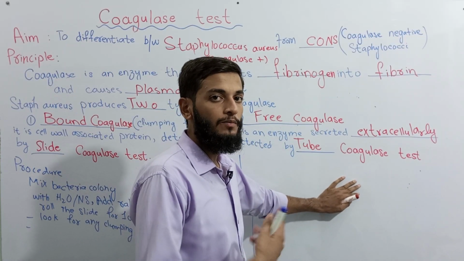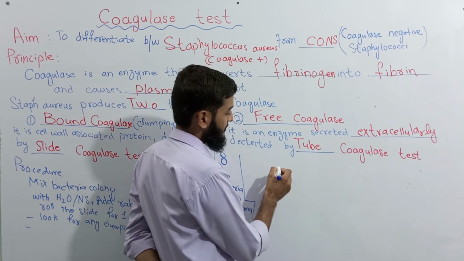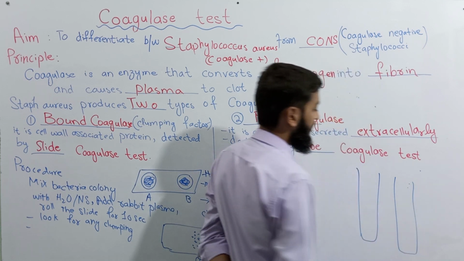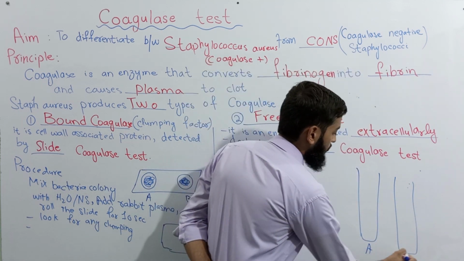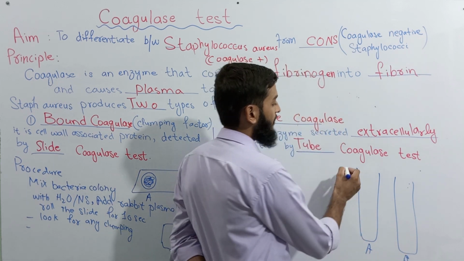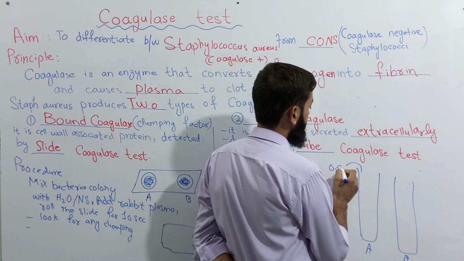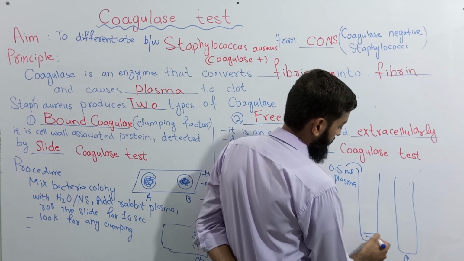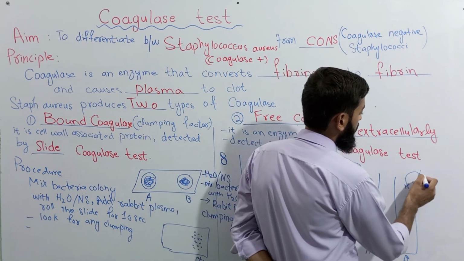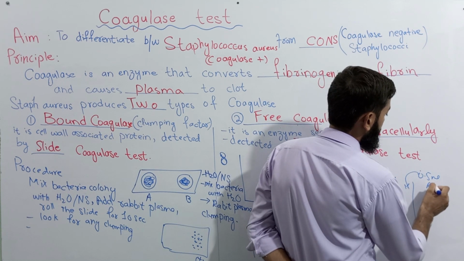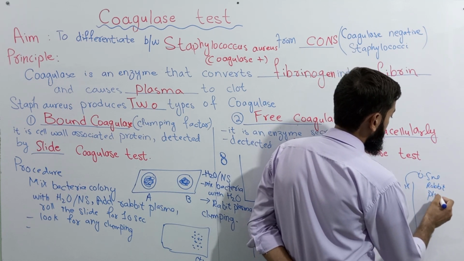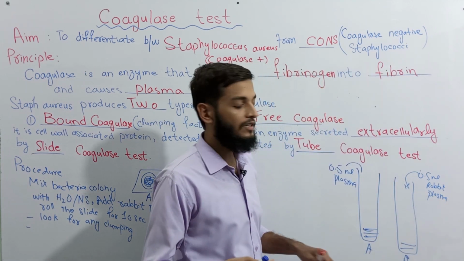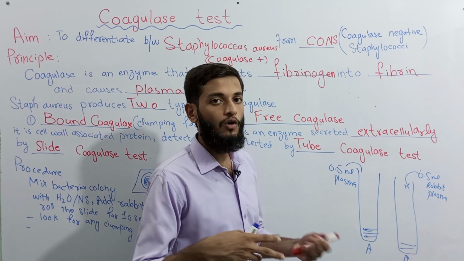In the tube coagulase test, we'll take two test tubes, and in these two test tubes we will add 0.5 ml of reconstituted rabbit plasma. So this is the plasma. Similarly, here 0.5 ml rabbit plasma. Then we will pick 2 to 3 colonies of the suspected culture. Here we're taking Staph aureus, which is coagulase positive.